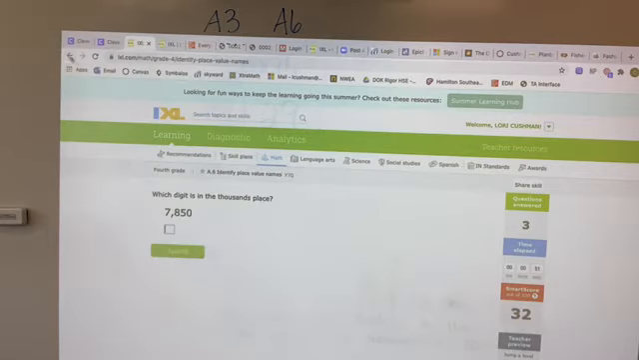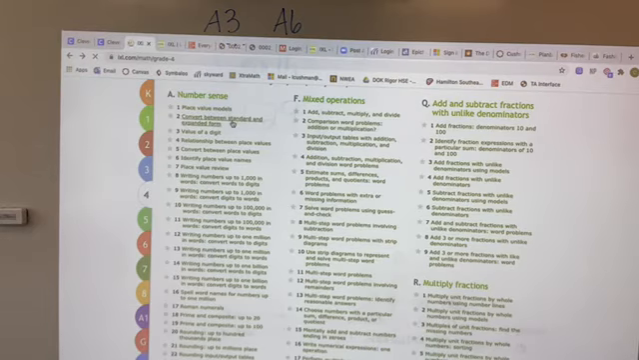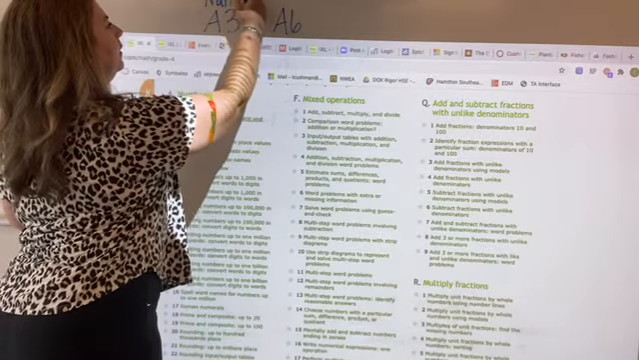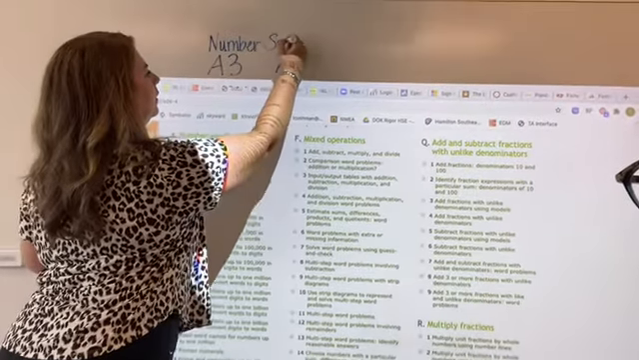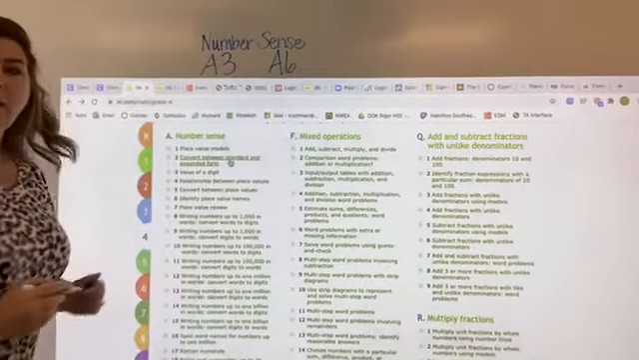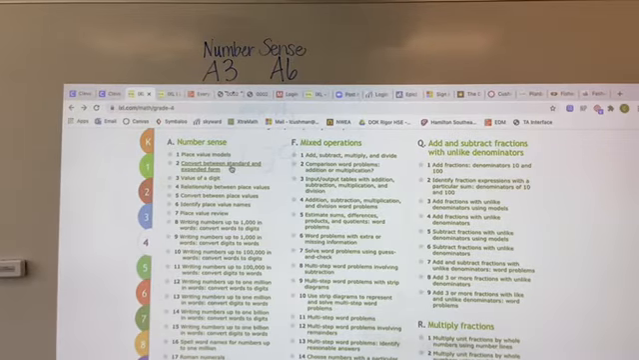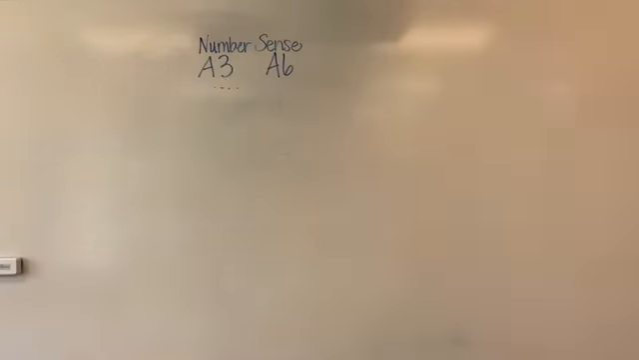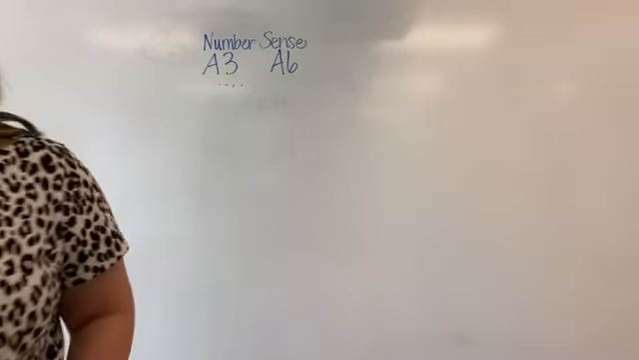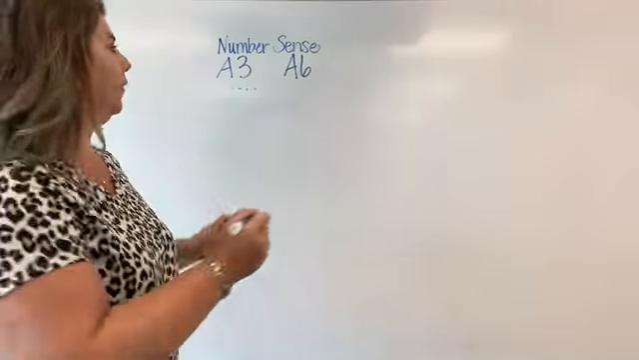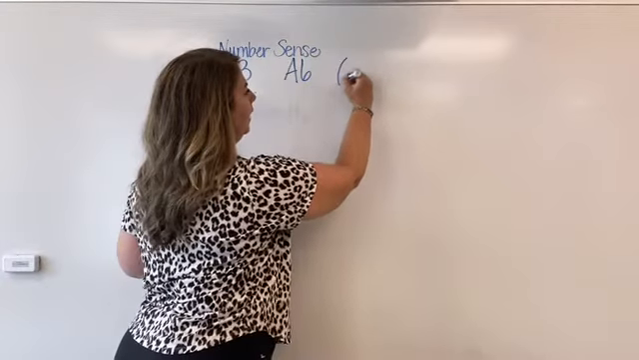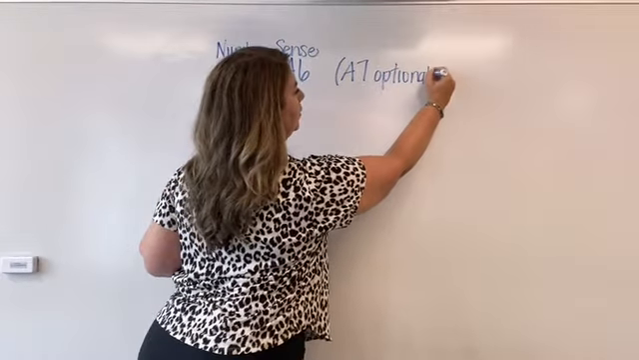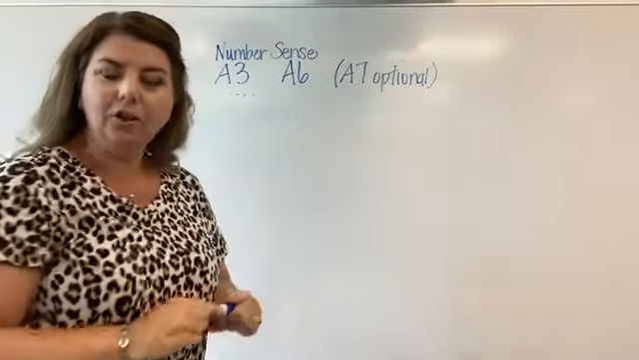Again, when I go to my IXL, it's in number sense. I don't know if this is on the screen. Yeah. All right. Number sense, A3, A6. A7 could be an extra if you just want to do some more. If you love math, you could do A7, but that is optional. You don't have to do it, but if you're loving IXL, try that.